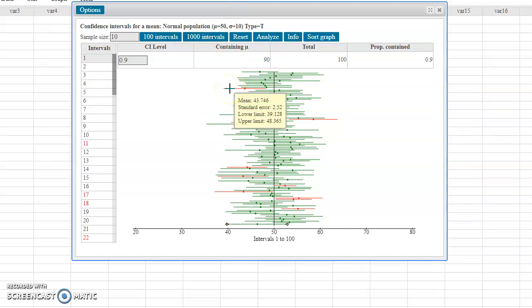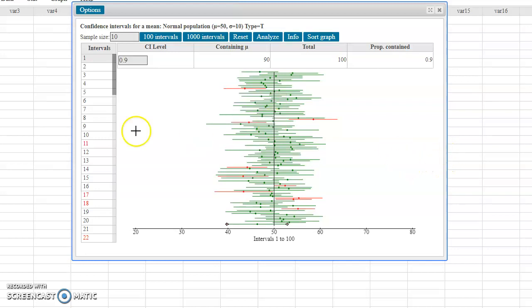The ones that are highlighted in red are the ones like here's one that's red. We can just put the cursor here. For that one, the simulated mean turned out to be 43.746. The standard error was 2.52. The lower limit and the upper limit are both below 50, so the confidence interval does not contain the true population mean. That's why that one's highlighted in red.